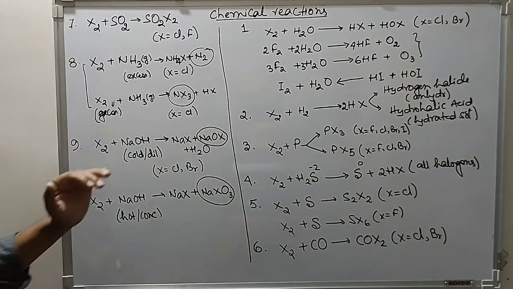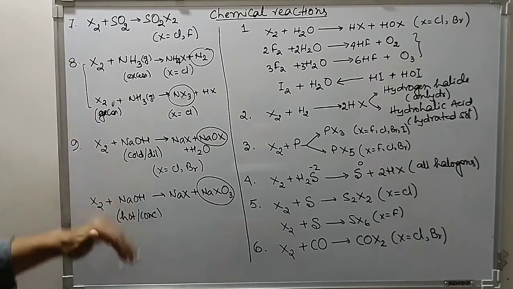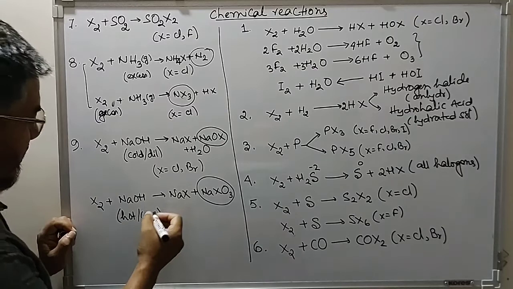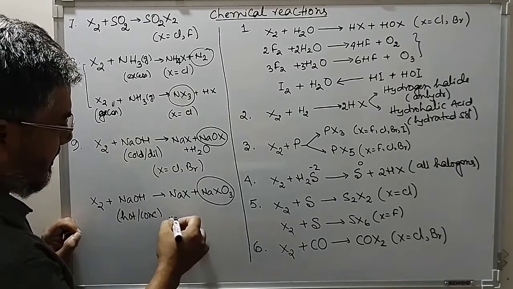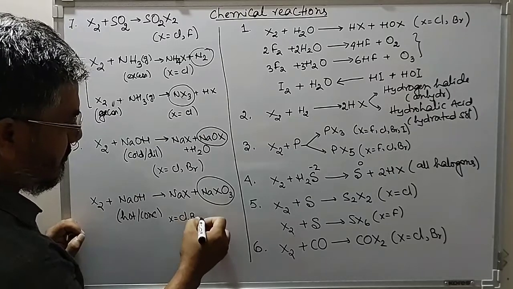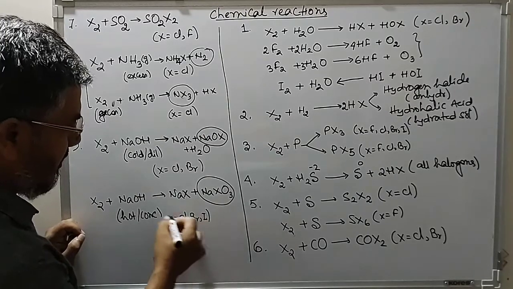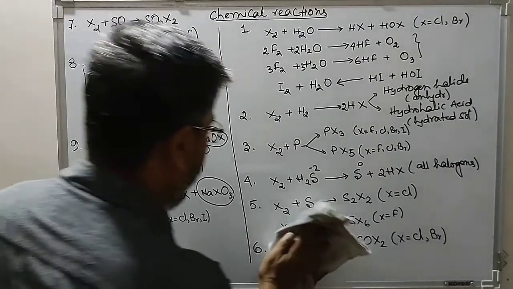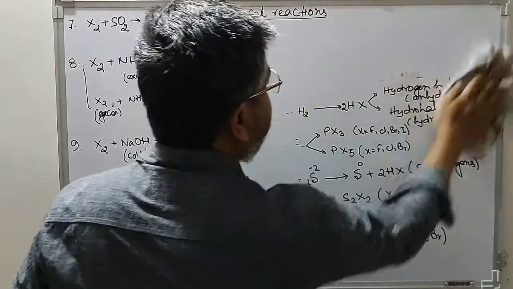So depending on the concentration, or coldness or hotness, this reacts to give you different types of product. And here X is chlorine, bromine and iodine, which react to give this product. So there are different types of reaction given by halogens. Some more reactions I am giving here.